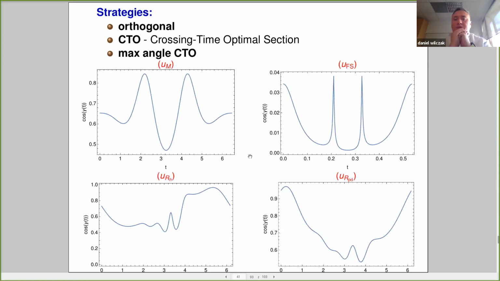Okay, this is actually a warning. I call these sections, which are chosen according to the previous theorem, CTO, crossing time optimal sections. But it may happen that these sections are almost tangent to the flow. This is exactly the case for the Kuramoto-Sivashinsky equation. We can compute the cosine of the angle between the section chosen according to this theorem and the vector field. We get that along the entire trajectory for this equation, it is almost tangent. So the cosine is less than 0.04, more or less. This may introduce extra errors coming from the sliding effect.